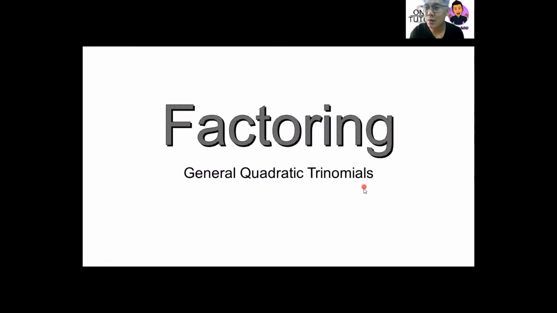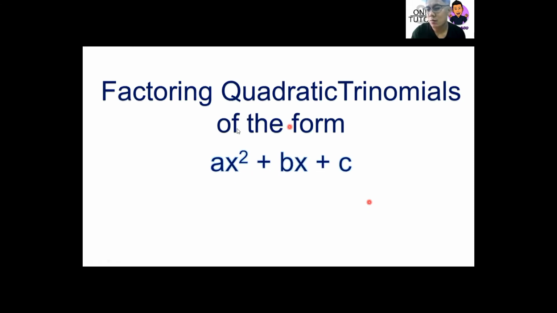Okay, so today we are going to discuss factoring general quadratic trinomials. But first, let us define what the general quadratic trinomial is. It is in the form ax squared plus bx plus c. We all know that a trinomial has three terms. The first term is ax squared, the second term is bx, and the third term is c. Quadratic means that the highest exponent of the variable is 2.